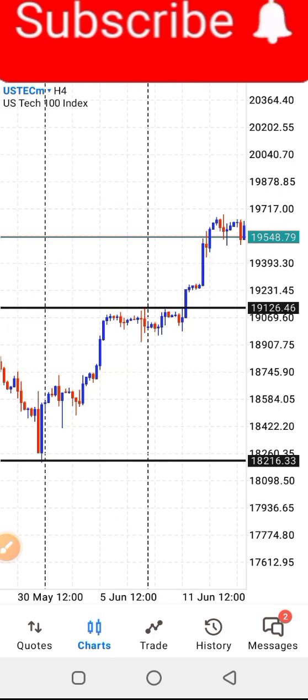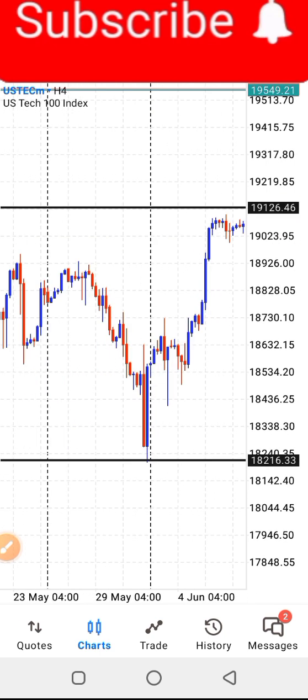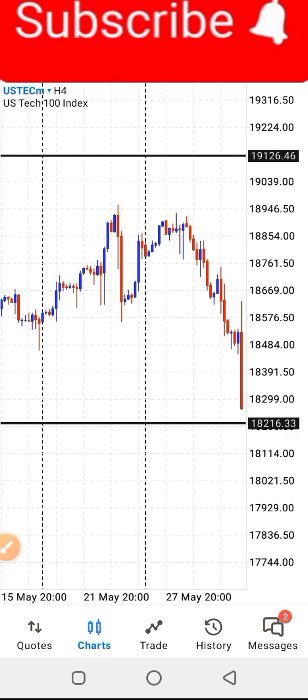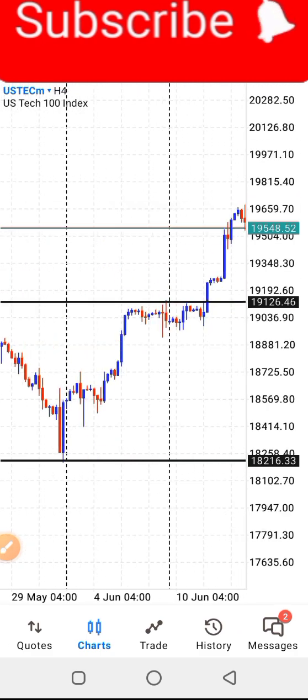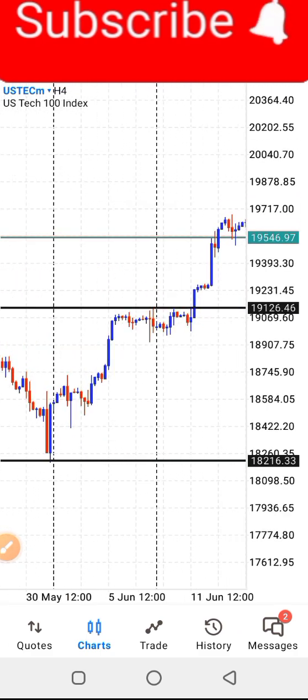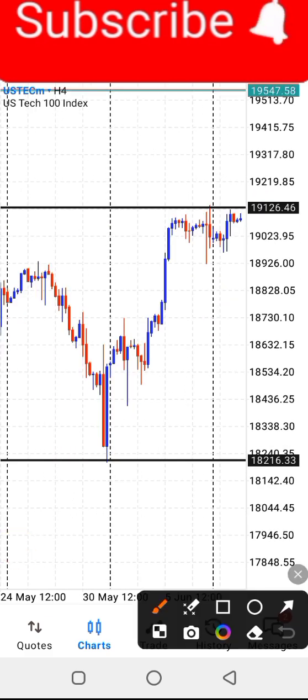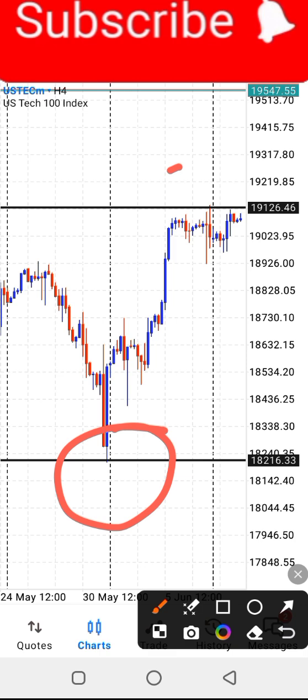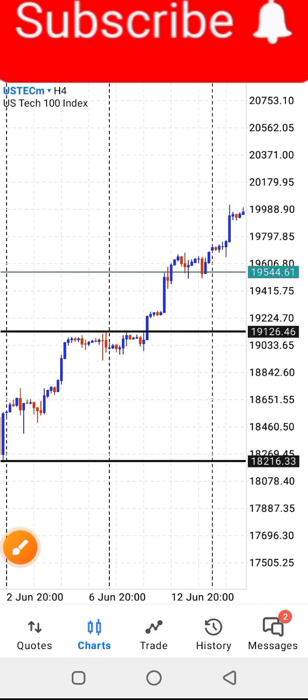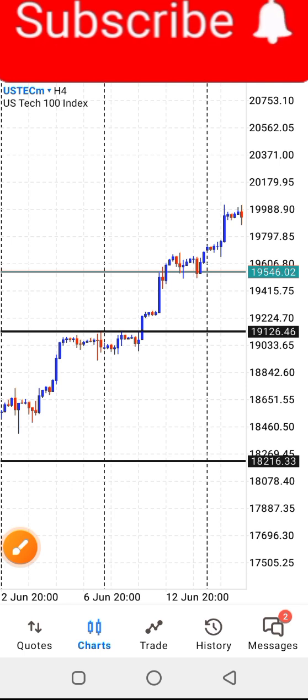Basically, have I marked this out? I think this is the first one I did. This is the second one, if I'm not mistaken. Yeah, so this is the second example I'm giving you. This is the lowest point and this is the highest point. So let's see what happened. Price broke above it.